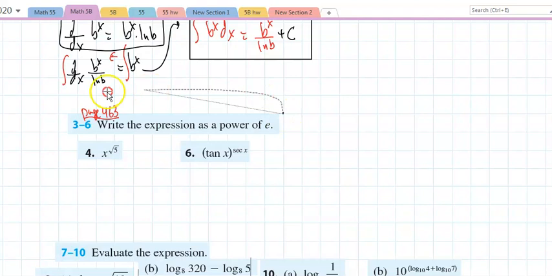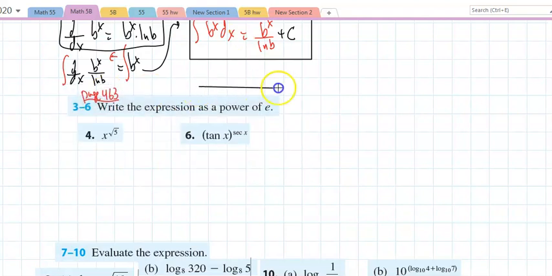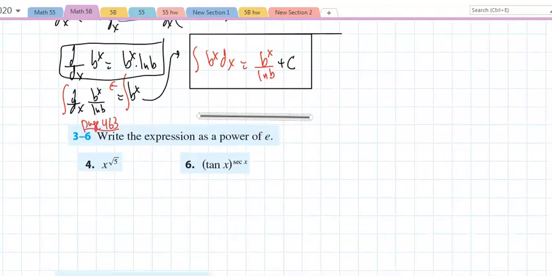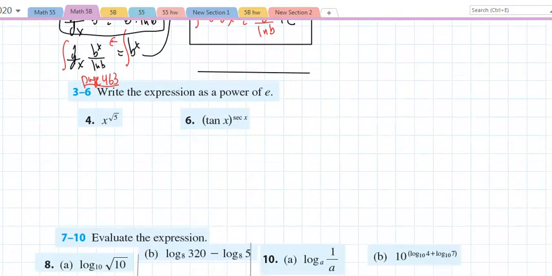First, they start off by saying they want us to really get this idea out. So they say, this is an expression: x raised to the radical x. Write the expression as a power of e. Well, this is e to the natural log of x to the square root of x.